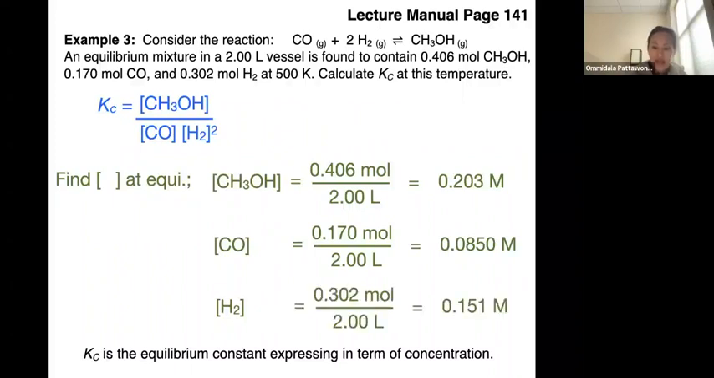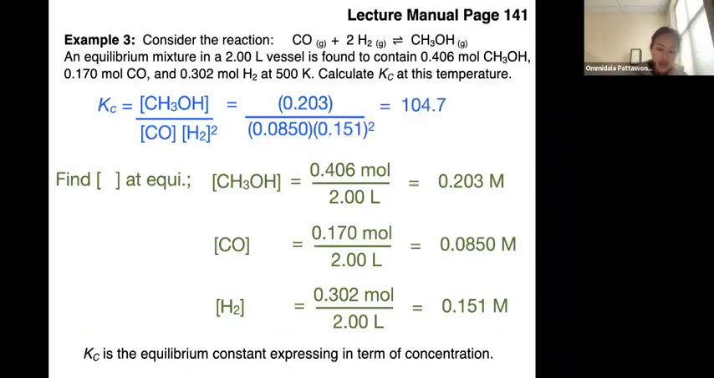The next thing after you get all of this is to plug all of these values back into the Kc expression. If you do that, Kc comes out equal to 104.7. Now let's check sig figs. We have 3 sig figs here, 3 sig figs here, 3 sig figs, so your final answer has to come out with 3 sig figs. The final answer would be 105.